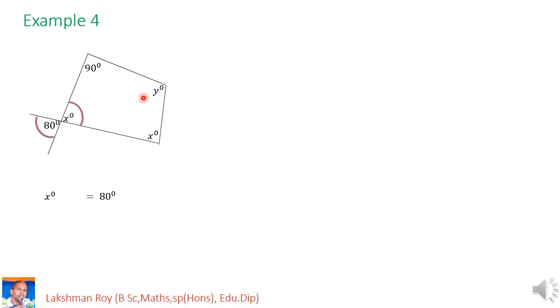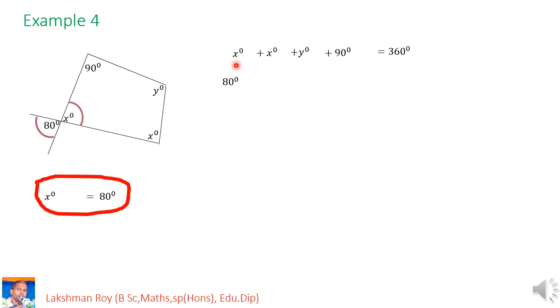Here one y. So this is a quadrilateral, you can use the sum. Let's see: x degrees, x degrees, y degrees, 90 degrees. So this is the sum of interior angles of a quadrilateral, so that should be equal to 360. Now we found x, so we can put here x, that is 80, here also x, plus 80, here y we don't know, here 90 we know. So equal to 360.